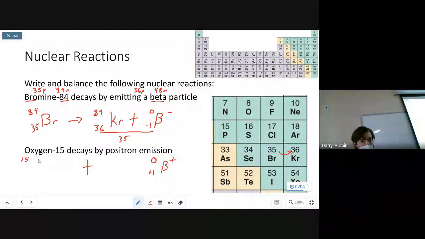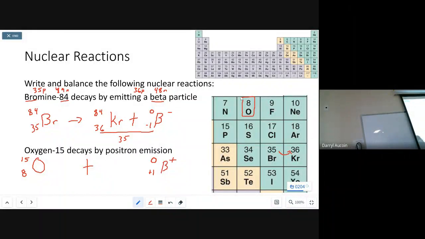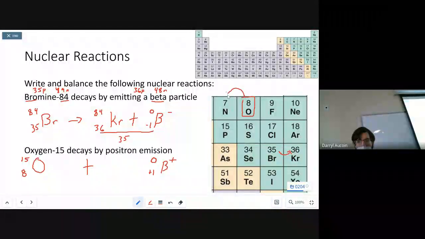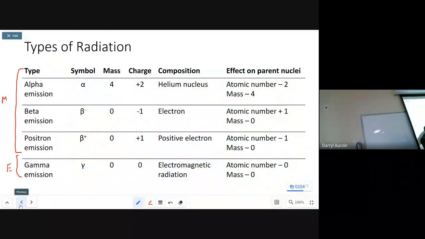So we could do the same thing, though. We know something with a mass of 15. Oxygen right here is 8. So we've got oxygen being changed here. And again, if we had beta decay, our atomic number would go up, versus if we had positron, our atomic number is going to go down in this case, right? Positrons' atomic numbers go down. And we can check that on the previous page if we need to. So positrons, right? Positrons' atomic numbers go down by 1 while the mass stays the same.